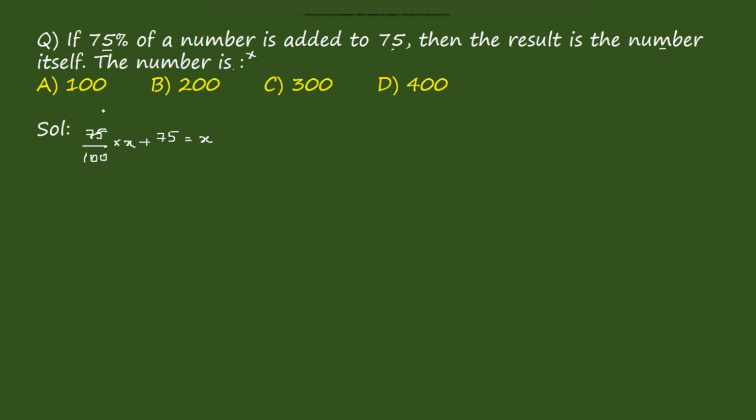It goes by 3, it goes by 4. So 1 minus 3 by 4 becomes 1 by 4. So 1 by 4 x is equal to 75. Then x is equal to 4 into 75, it becomes 300. So the number is option C.